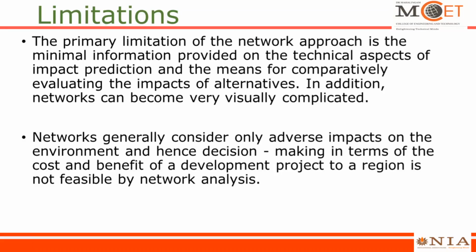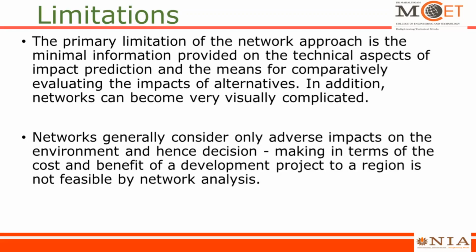So the limitations of this network approach. The primary limitation of the network approach is the minimal information provided on the technical aspects of impact prediction and the means for comparatively evaluating the impacts of alternatives, right? So what they are saying is that minimal information is provided on the technical aspects of impact prediction. We are only saying that this is going to get affected, that is going to get affected. How much it is going to get affected, we have never discussed in any of the network diagrams. I have only told you that water is going to get polluted, land is going to get polluted, animals will get affected, fish is going to die. How much level of pollution is going to take place, we have not discussed anything on that.